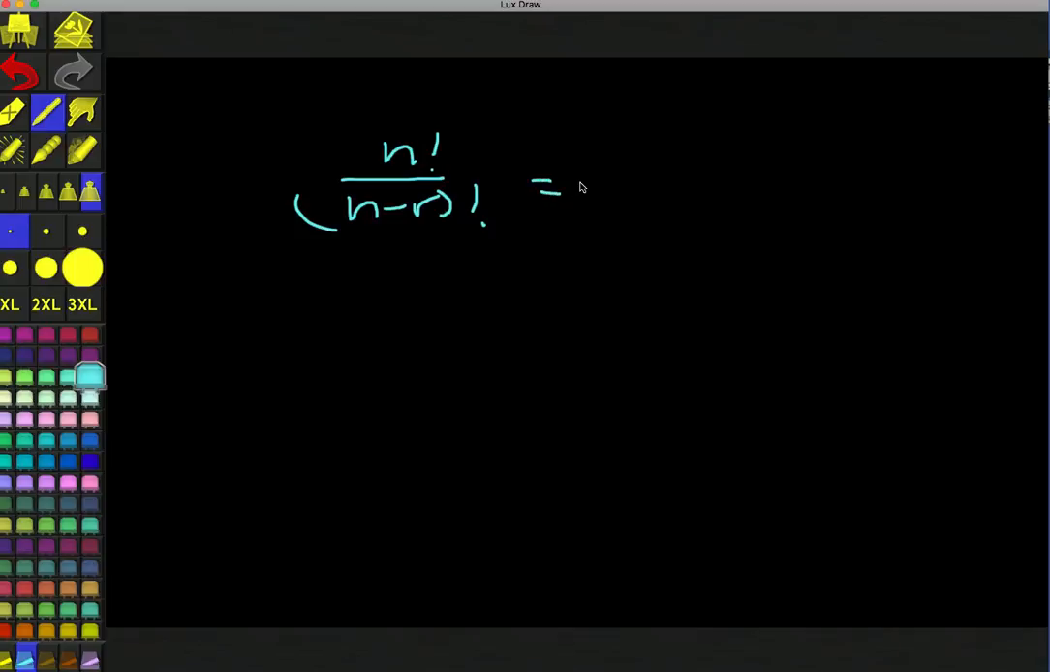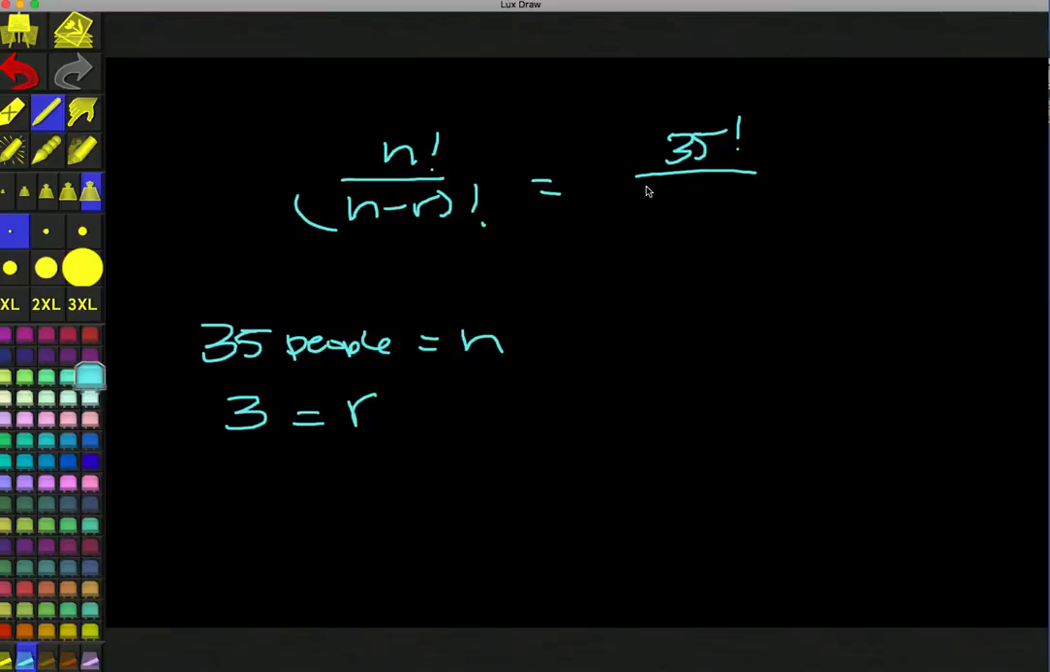In this case, we had 35 people running the race, so that's n. And then r is going to be the 3 places those 35 people could go into. So then I just work it out like this. I go 35 factorial over n minus r, so 35 minus 3.